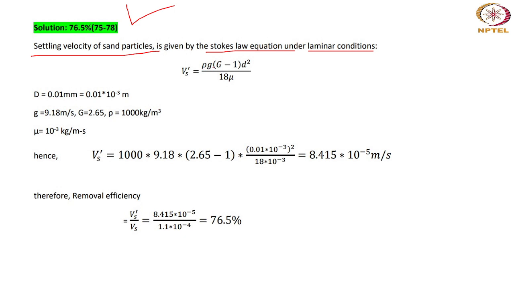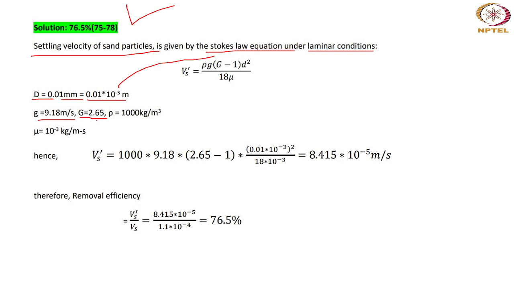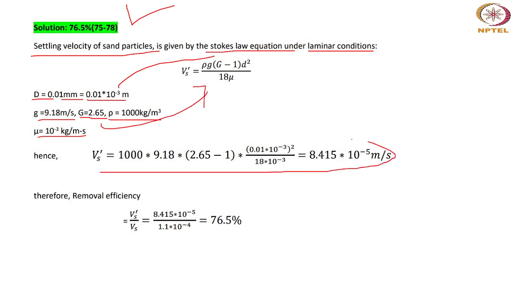So Vs is equal to rho g multiplied by (G minus 1) d squared divided by 18 mu. Now you just have to put the values. Diameter was given as 0.01 mm, which can be written as 0.01 into 10 to the power minus 3 meter. Then g was 9.81 meter per second squared. The specific gravity G was given as 2.65. Rho is 1000 kg per meter cubed for water and mu is 10 to the power minus 3 kg per meter second.